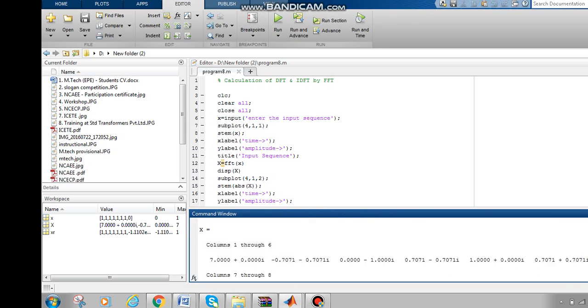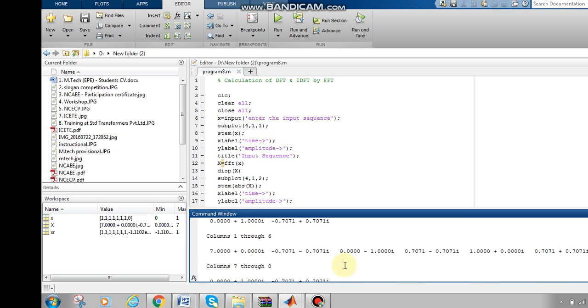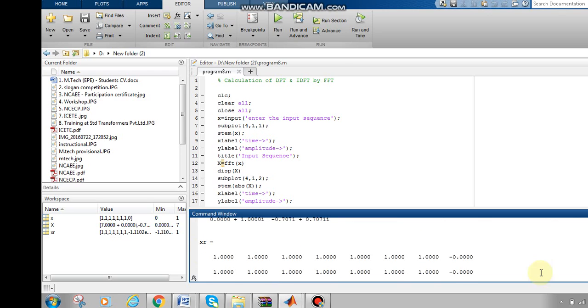The first thing we are performing is the FFT. When you do the theoretical calculation using the butterfly method, you have to get the same answer. Your real part is 7 and the imaginary part is 0; then 0.1, minus 0.7, and so on. In the same way, you will get all 8 answers. Now XR: what is XR? I have told you that you are performing the inverse FFT, the IFFT of X. So this will be the same as your original sequence: 7 ones and 1 zero.